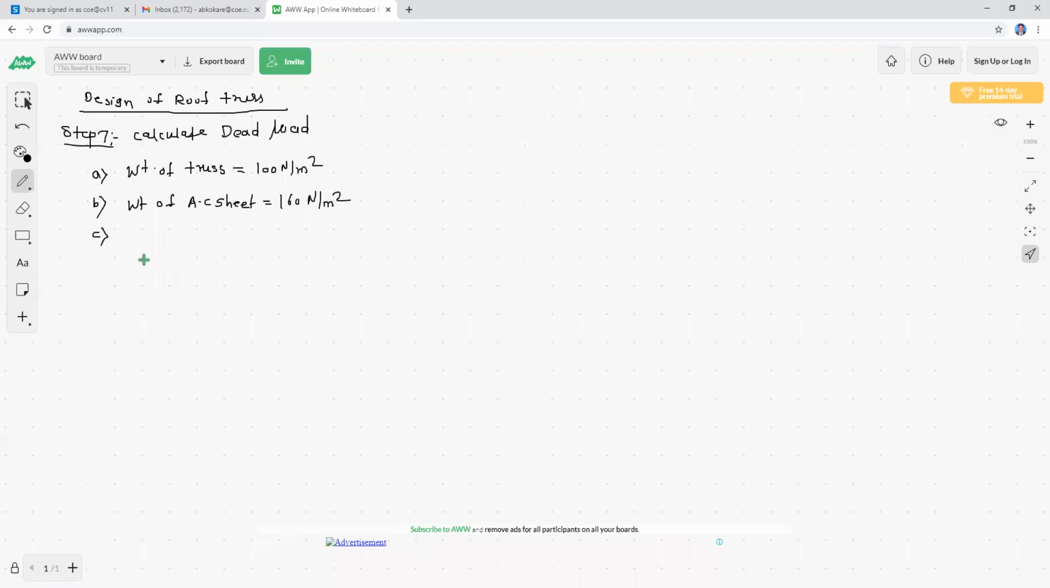Then the third type of dead load is the weight of purlin. The weight of purlin is again given in the problem statement, 100 Newton per meter square. Now the weight of bracing is not given.